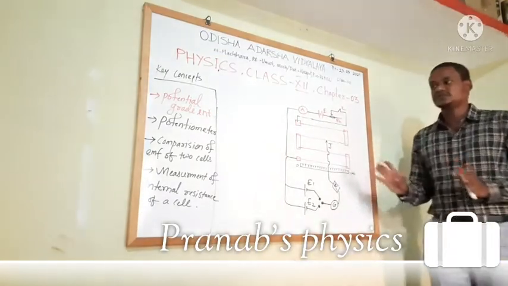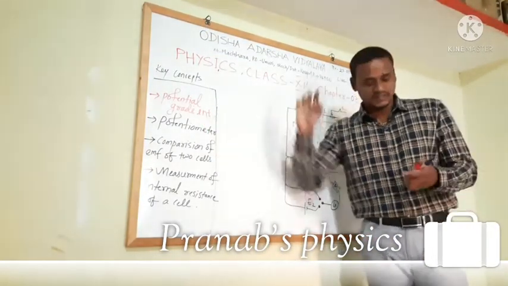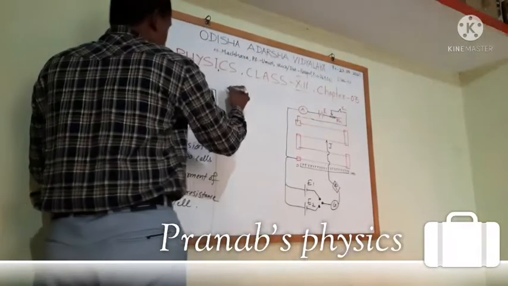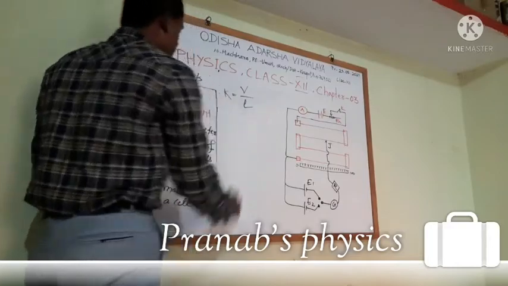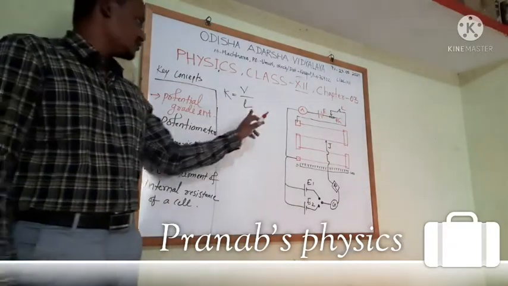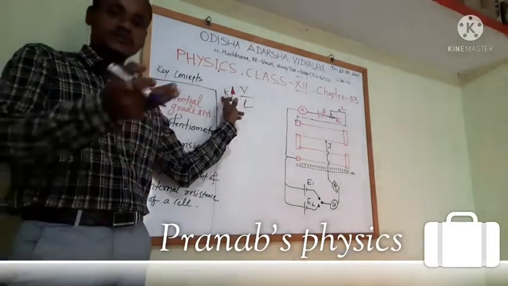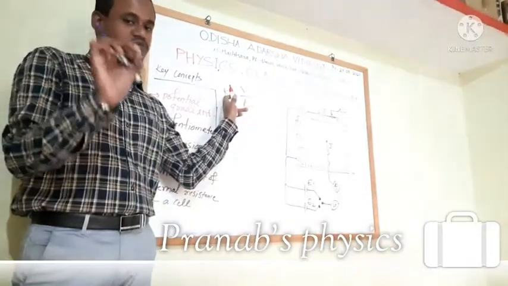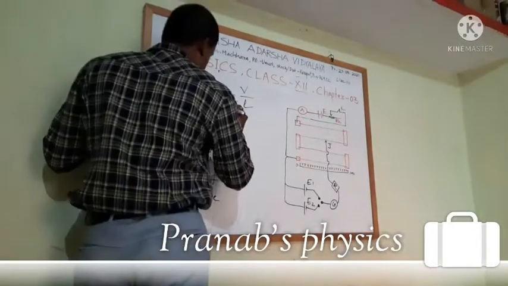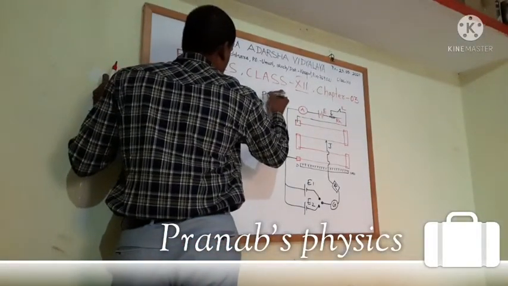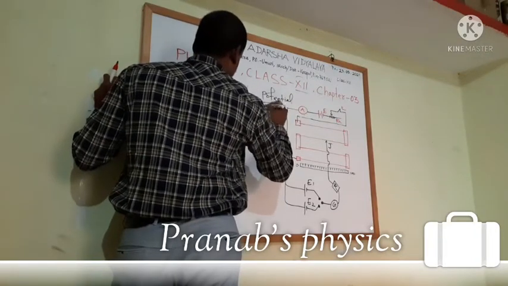In theory, first you have to understand what potential gradient is. Its symbol is K and the formula is V by L. The more the length increases, the less the potential gradient will be. A very small potential gradient will give us an accurate reading. So here potential gradient is equal to potential by length.